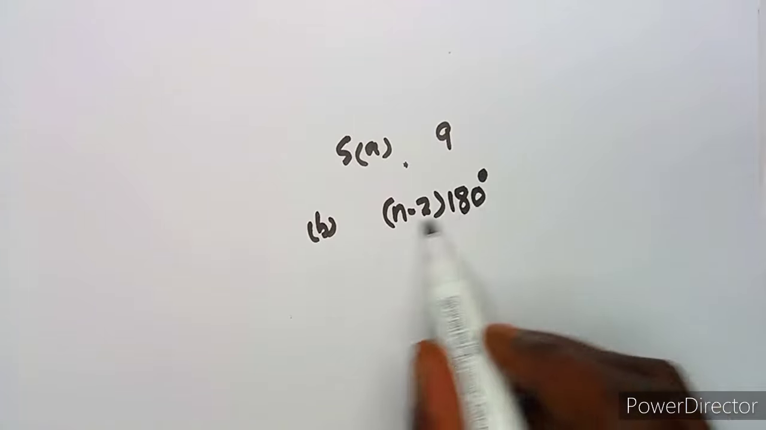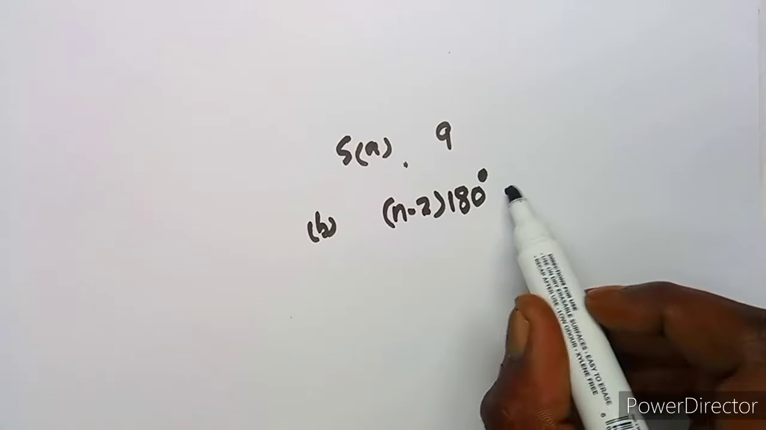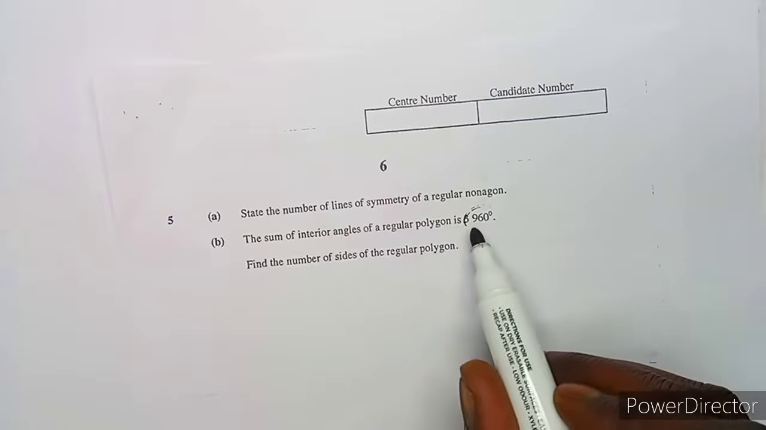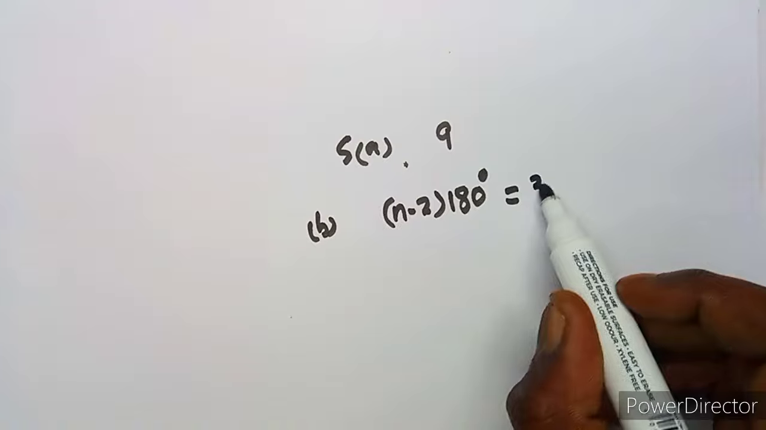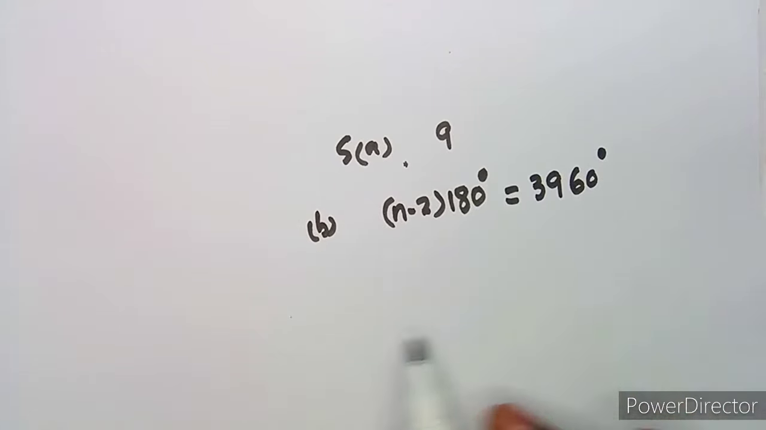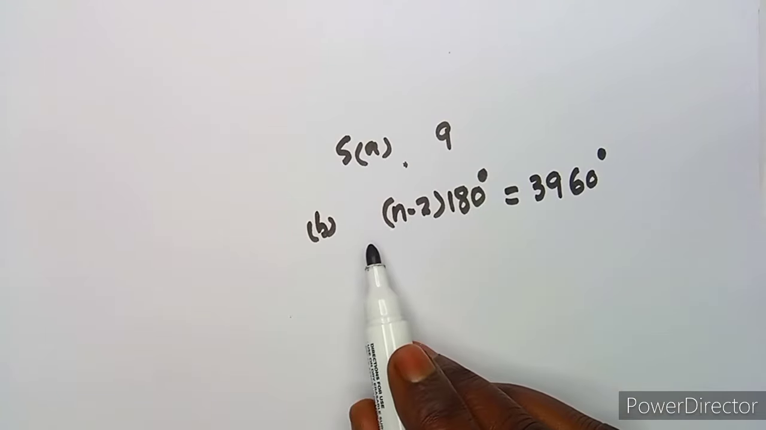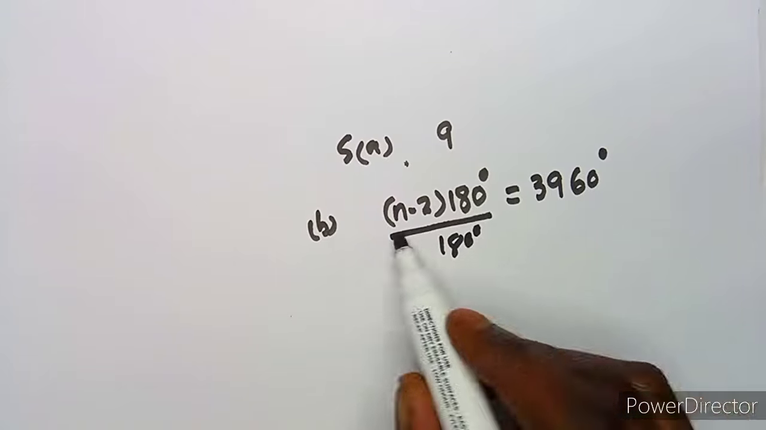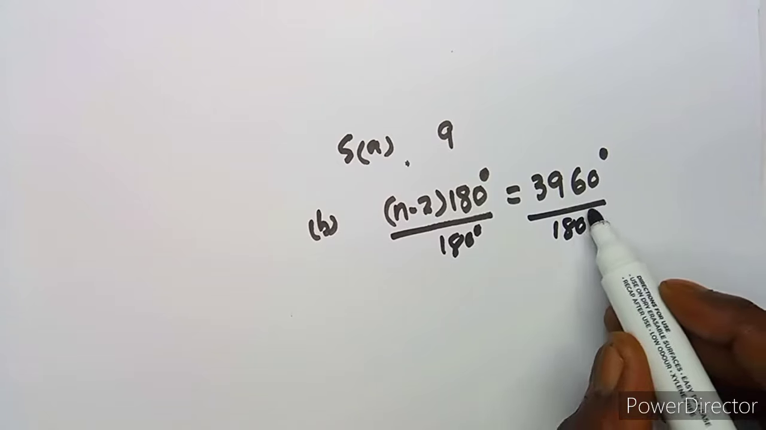So this is your sum of interior angles, which is equal to, we are given that those angles add up to 3,960. So definitely someone has got a role to play to work this out. Okay, how can I do this? Expand brackets, yes, if you want, or you can just divide by 180 because this is multiplying the bracket. So let's just remove this by dividing.